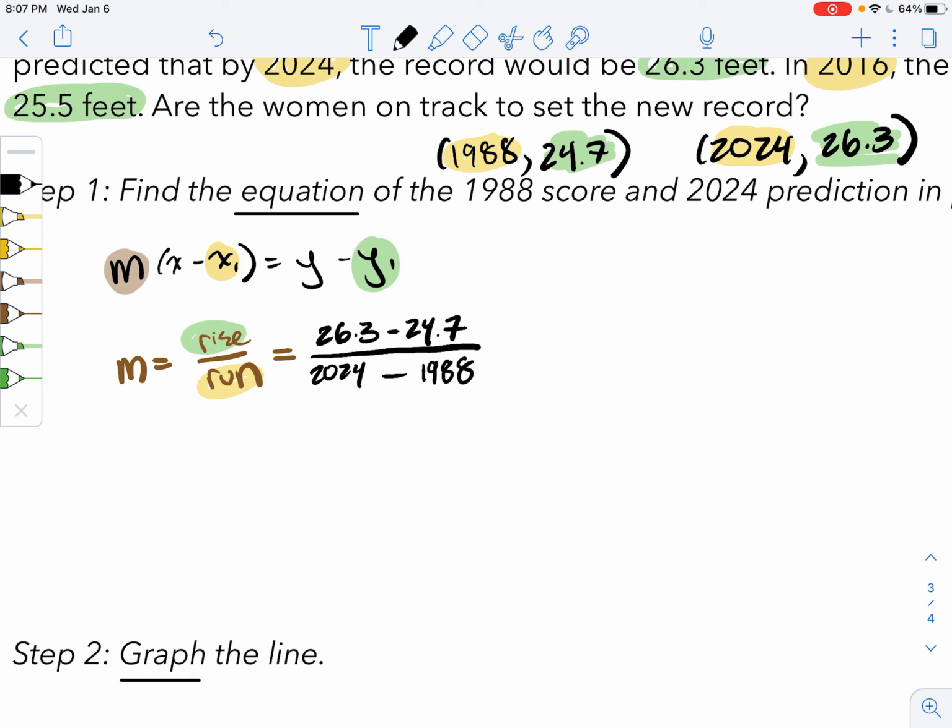Okay, here we go. So where am I? Oh, here I am. All right, cool. So we have 26.3 minus 24.7 is 1.6.